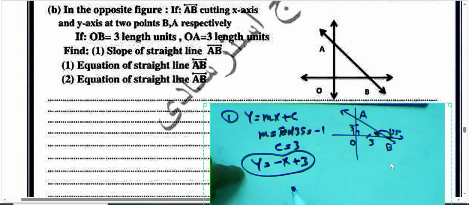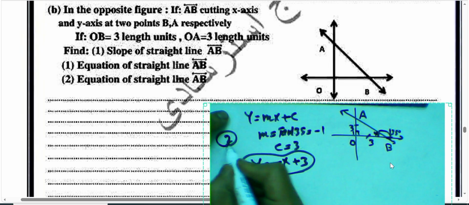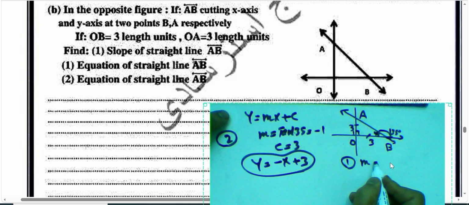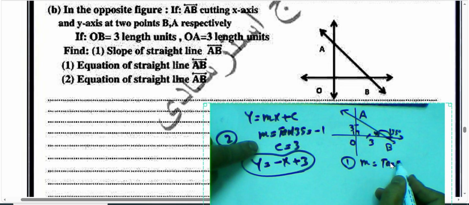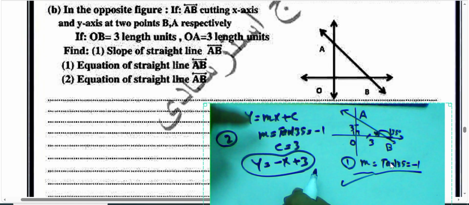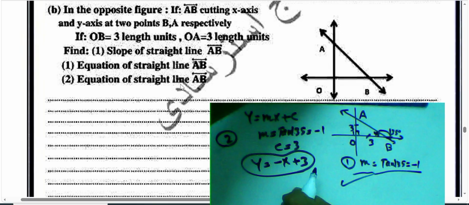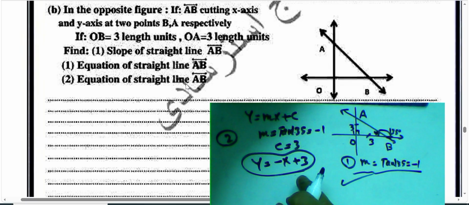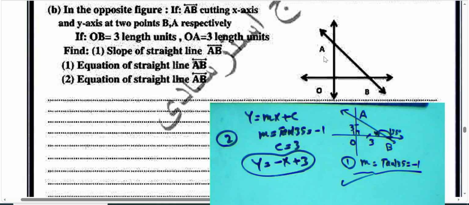Okay. The equation of AB is a straight line, and number 1 is the slope of AB, number 2 is the equation. Number 1, the slope I found it here tan 135, is negative 1. So for question number 1 the answer will be negative 1, and number 2, here y equal negative x plus 3, because the straight line cuts the y axis at 3.